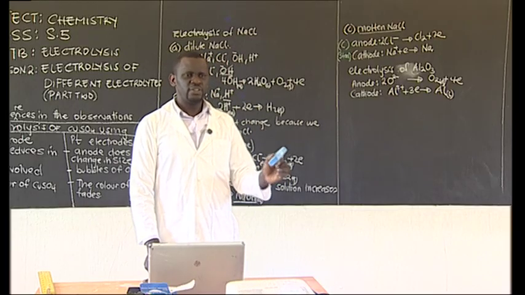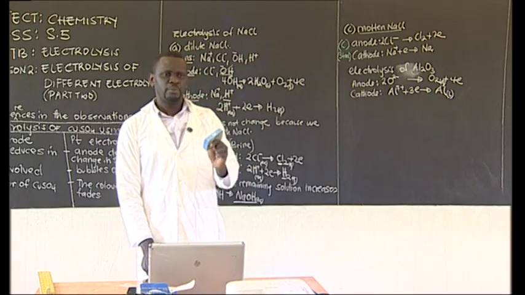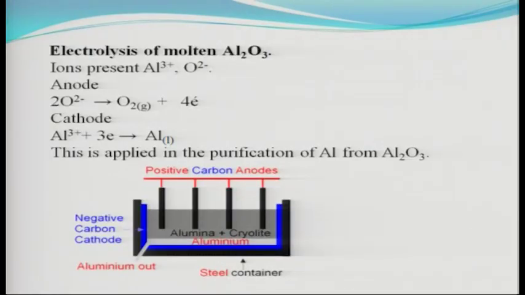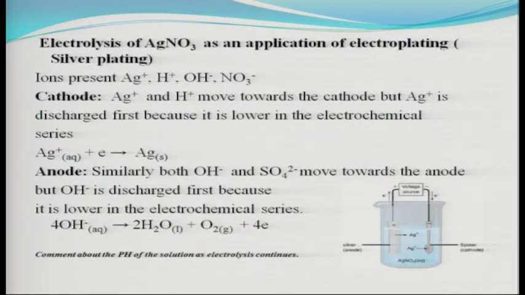So it will always require you to replace the carbon anodes every time. So aluminium is in liquid form and it will be tapped off in liquid form. So that is simple about electrolysis of aluminium 3 chloride.